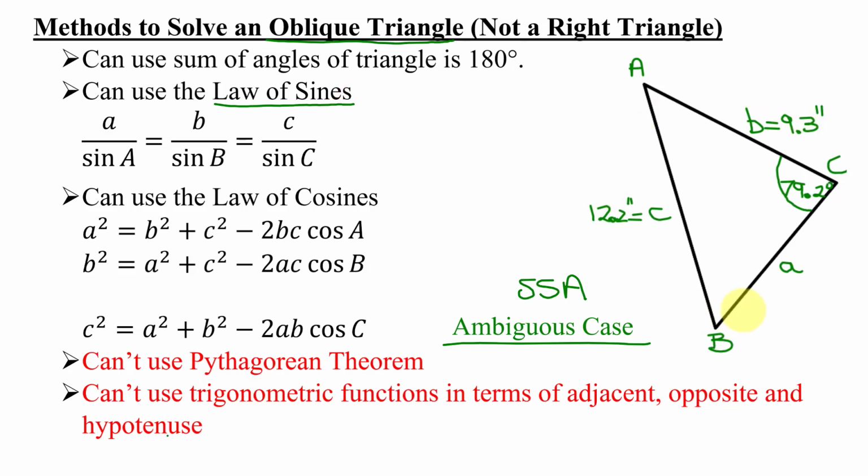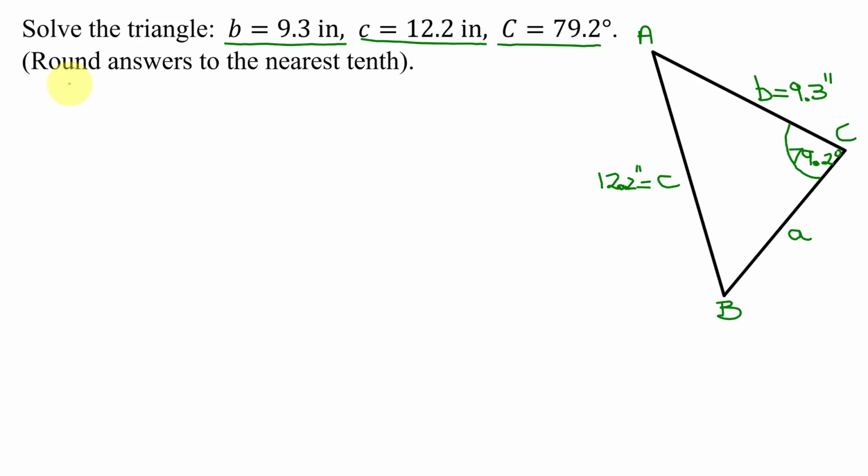Now, we always solve these cases using the law of sines. And putting this information on the law of sines, I know side B, I know side C, and I know angle C. So I can use this part of the law of sines to find angle B. Since I'm looking for an angle, I'm going to write this inverted. So I'm going to have the sine of angle B over side B equals the sine of angle C over side C.